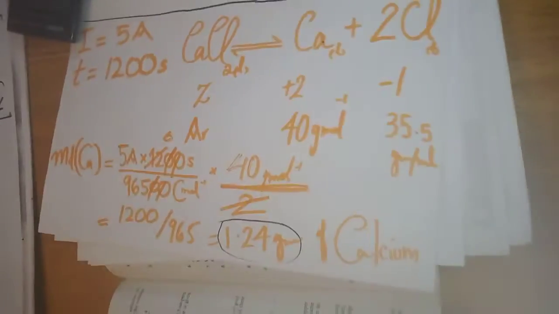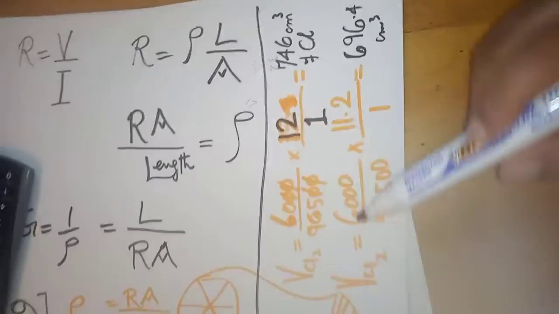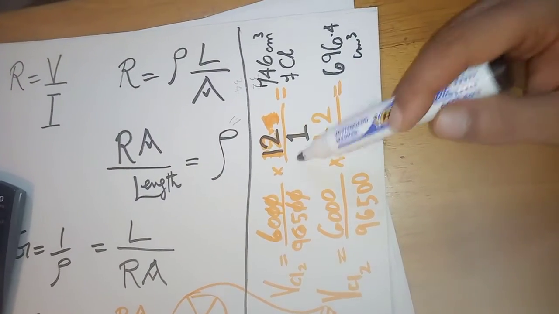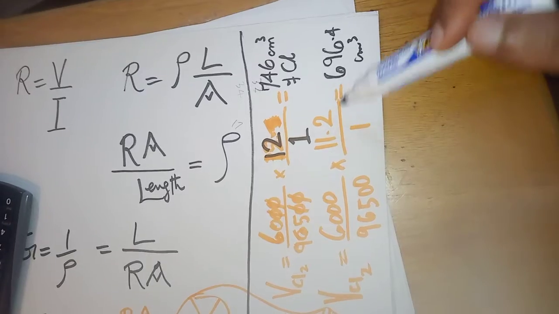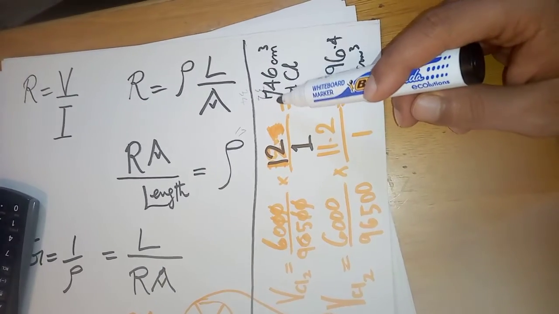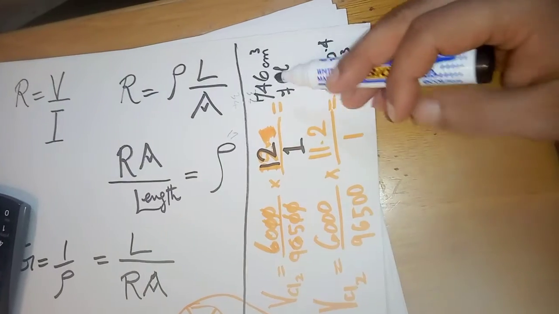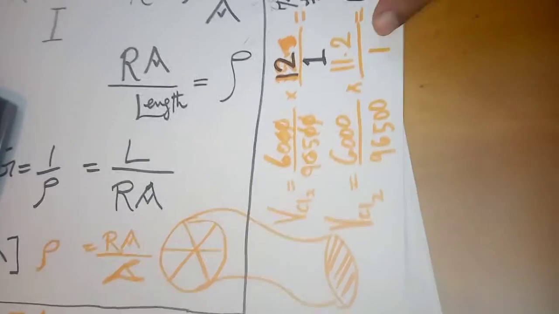0.24 grams of calcium, and then either this or this, because the examiner didn't specify whether it was at RTP or STP. I'd give them both answers. So 7.46 and 6.696. So 746 cm cubed and 696 cm cubed.